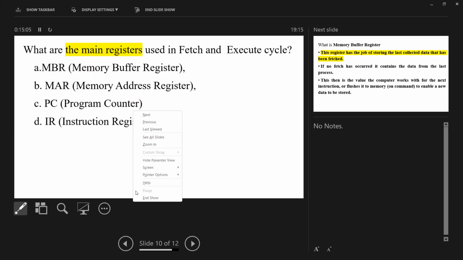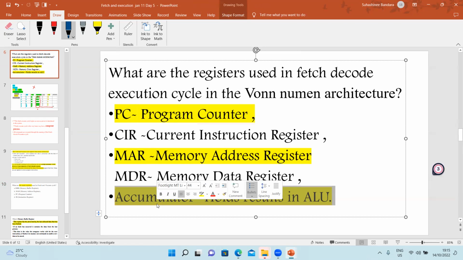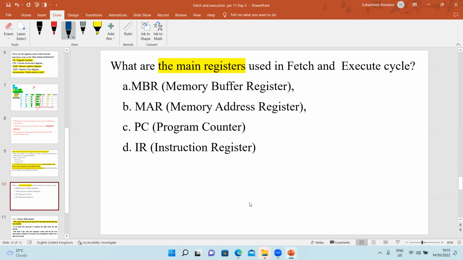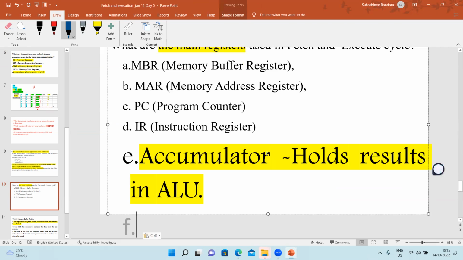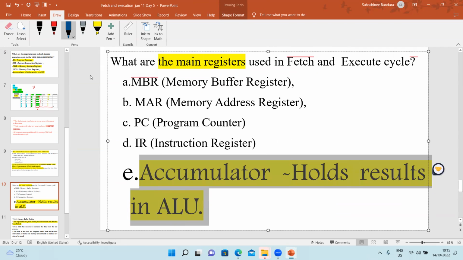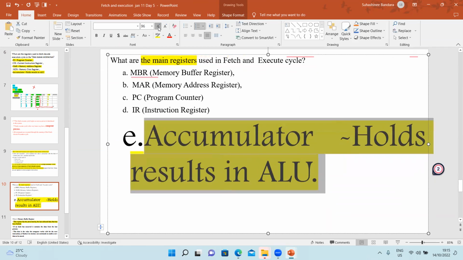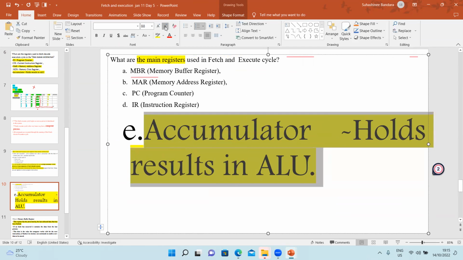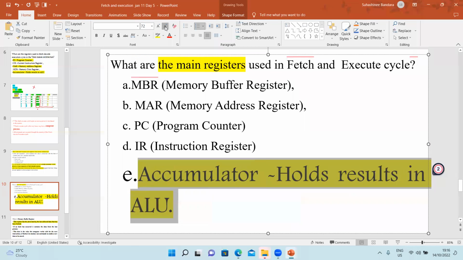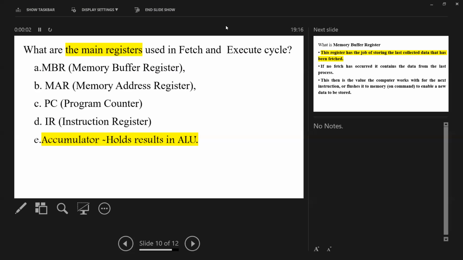So the accumulator we will add at the end. Earlier ones are also there, but from the main ones, we need it. Copy down this one. Copy everything there.